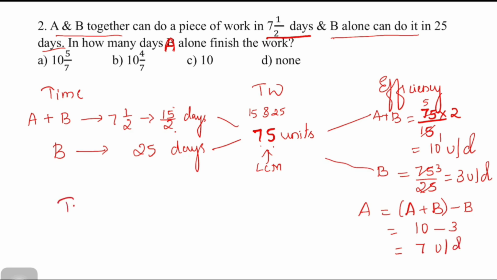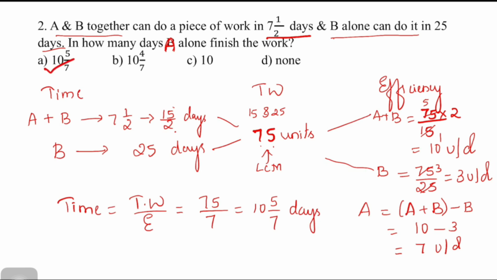So the time taken by A to complete the work is given by time equals total work divided by efficiency. So total work is how much? 75 units and efficiency of A is 7. So 7 tens is 70 and 5 will remain. So 10 5 by 7 days. So A alone will take 10 5 by 7 days. Option A is the answer. So this method we will follow throughout all the problems. Okay, and this is the easiest method.